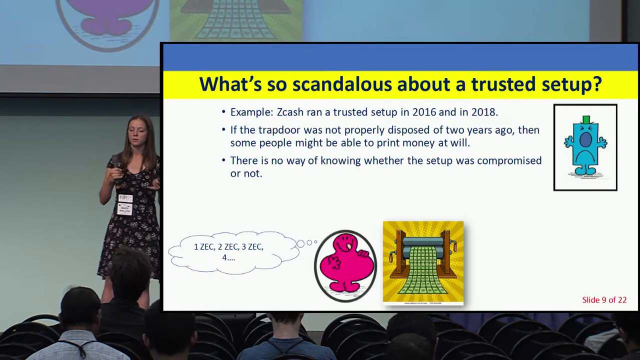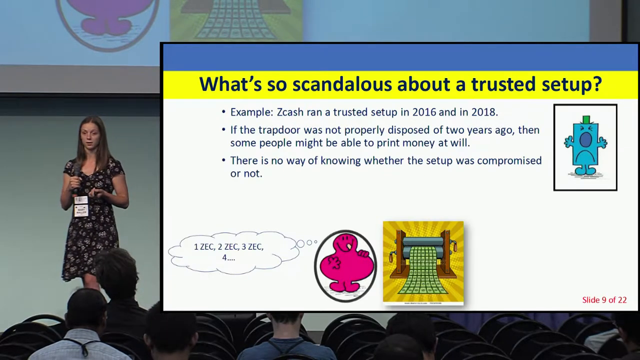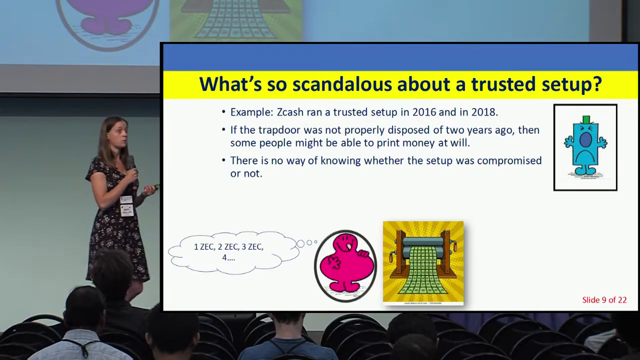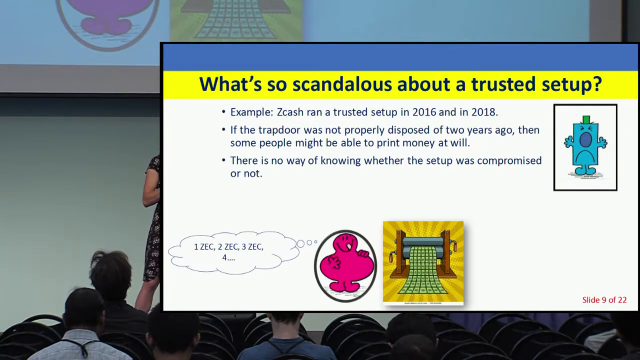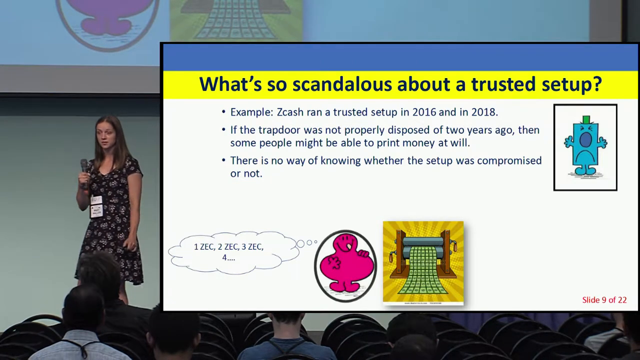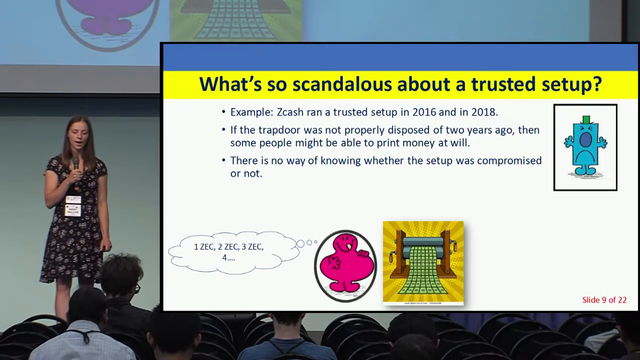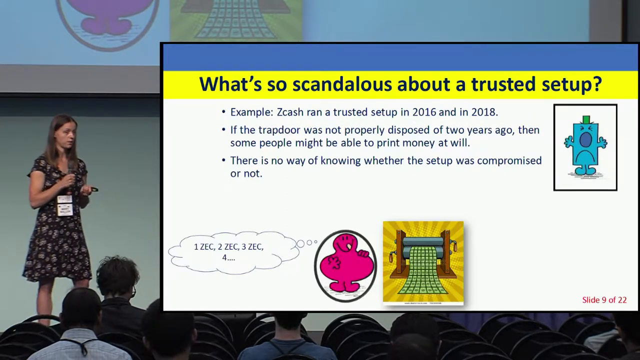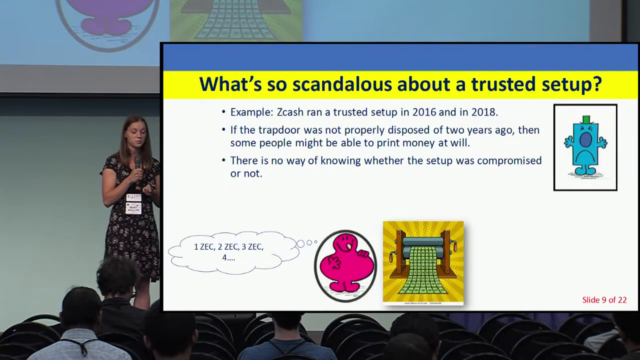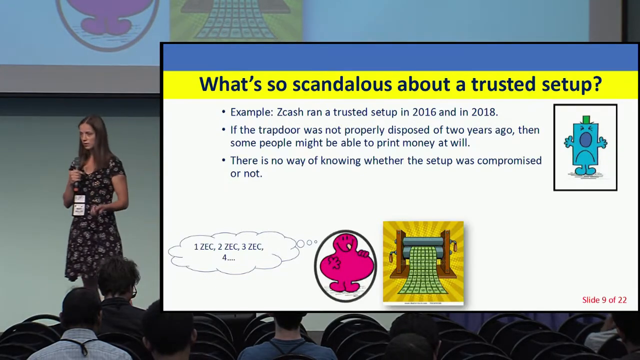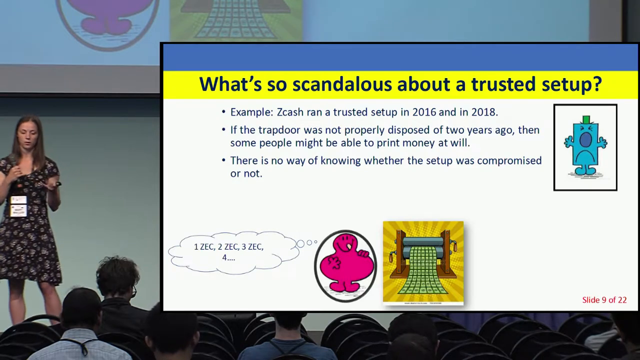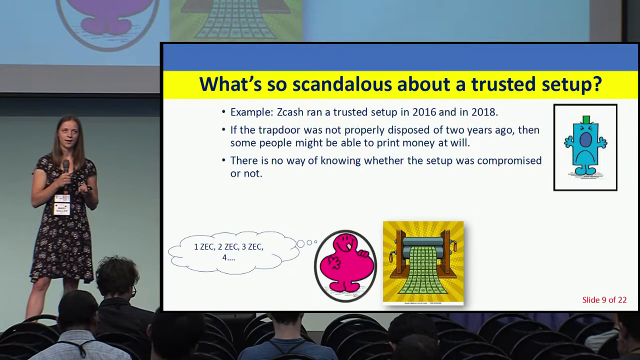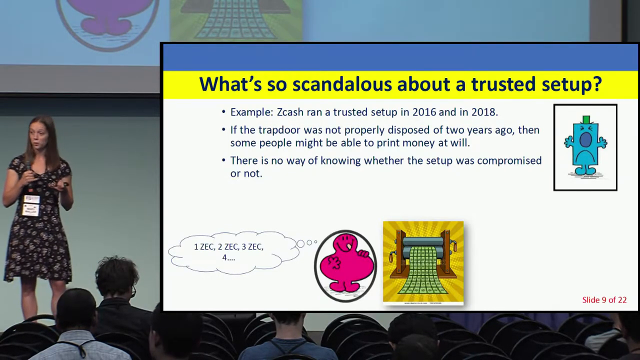As an example of what a trusted setup is, there was one that was run a couple of years ago and a more recent one by Zcash. They essentially ran a multi-party computation in order to generate the public parameters that are used in the Zcash system so they can use SNARKs. And provided that there was a single honest user amongst the people that ran the multi-party computation, the system should be secure. However, there's no way of knowing whether the setup was compromised or not. And moreover, this is something that they've run twice so far.